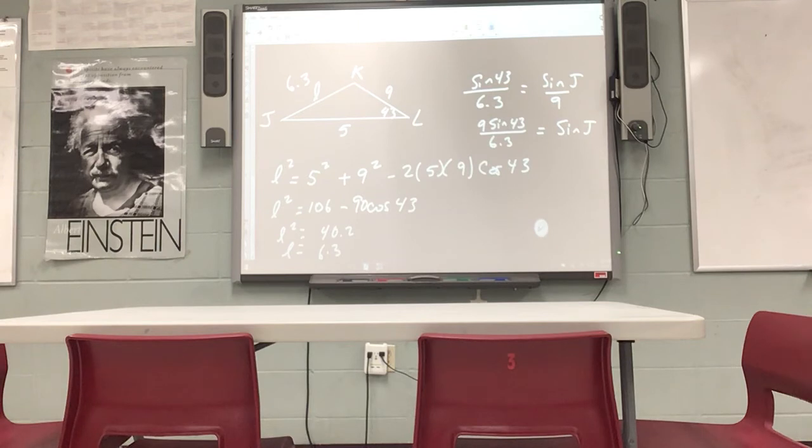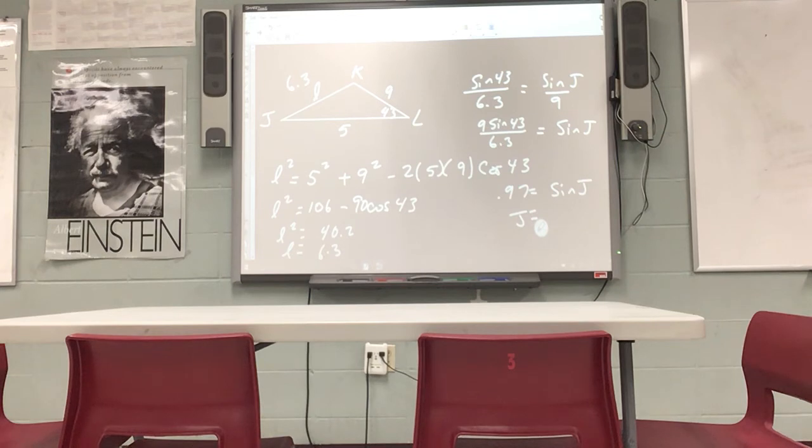So 0.97 is equal to the sine of J. What button do I have to push, since sine is right next to J? How do I undo a sine? Second sine. So hit second sine of 0.97, and angle J is about 76.